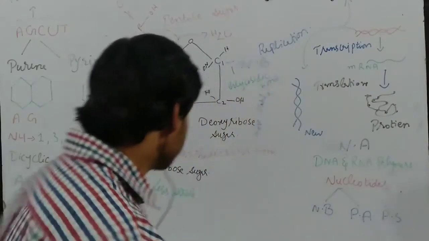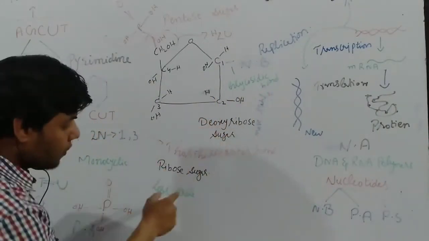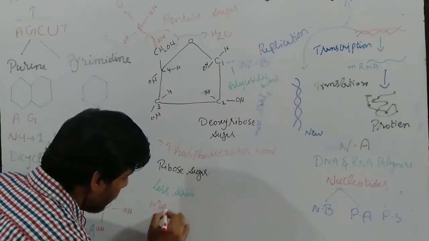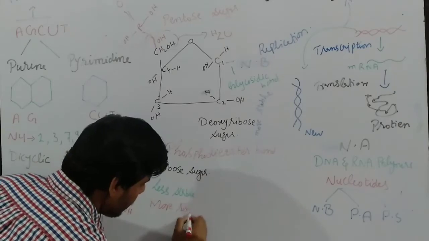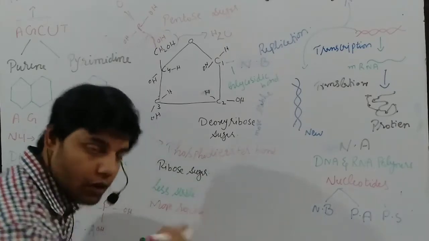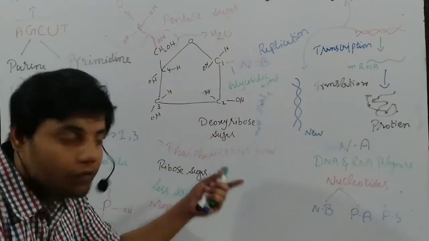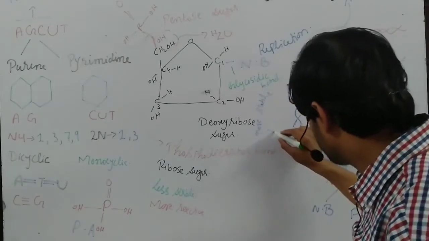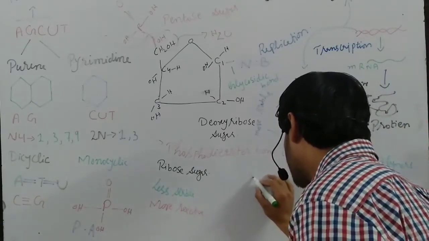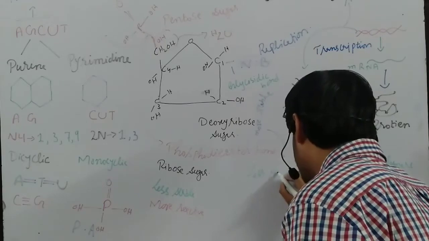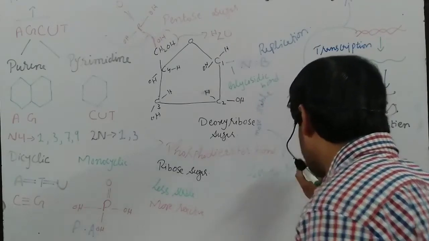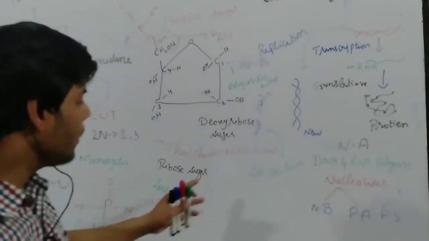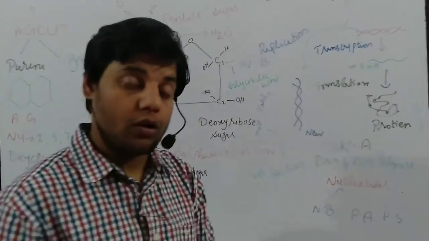Now the second thing is that as they have functional groups, meaning ribose sugar, they are more reactive as well. More reactive. Okay, as they don't have the functional group at carbon number 2, they are less reactive. Less reactive. Okay, now that's a little bit of the properties of the ribose sugar as well as the deoxyribose sugar.